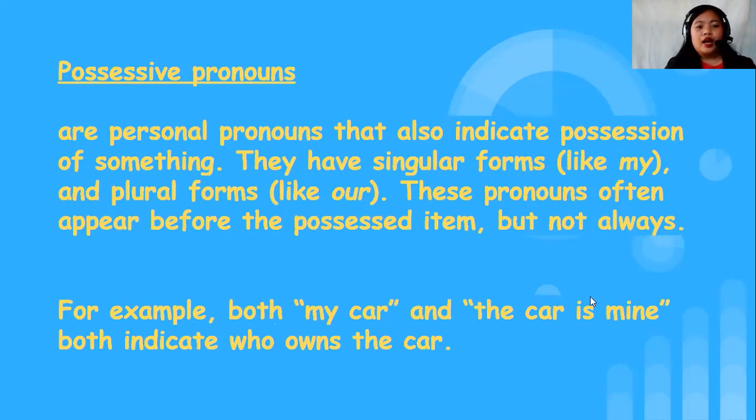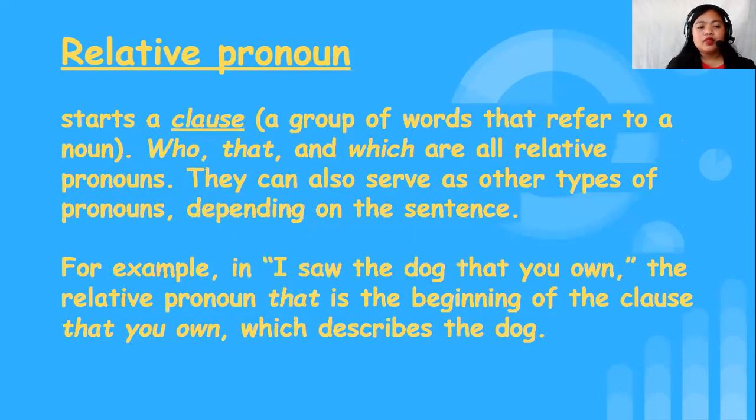Possessive pronouns are personal pronouns that also indicate possession of something. They have singular forms like my and plural forms like our. These pronouns often appear before the possessed item but not always. An example of this is both my car and the car is mine. Both indicate who owns the car. Who owns the car? The car is mine. So that is possessive pronouns.